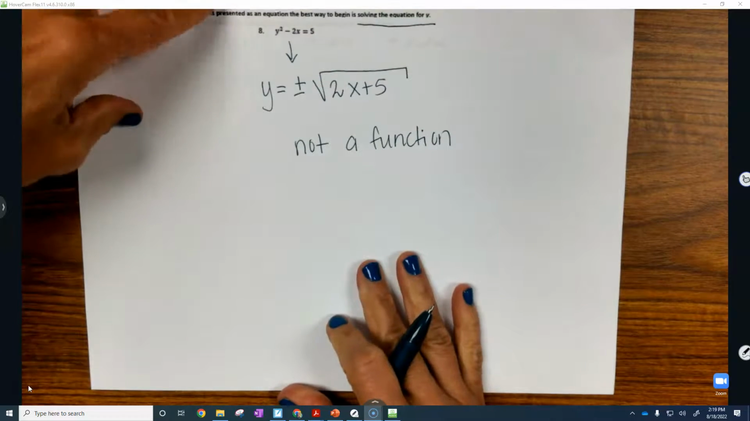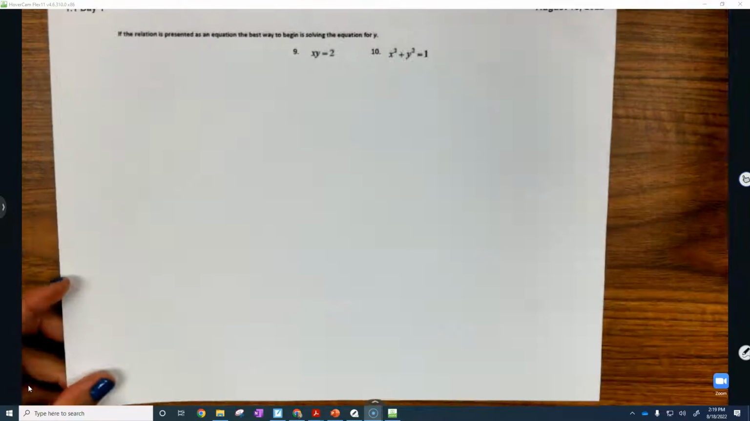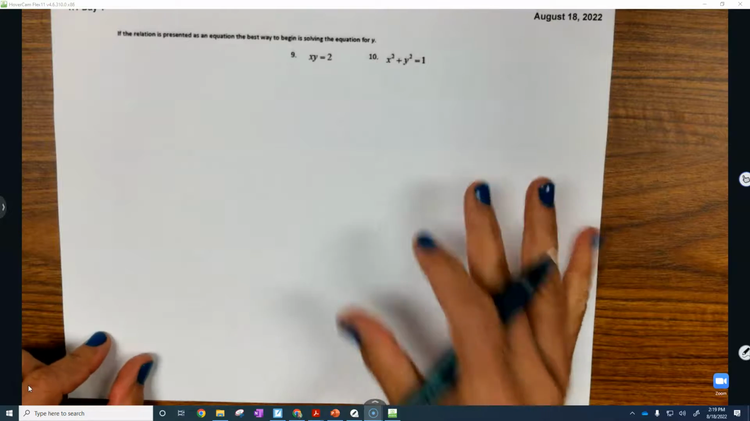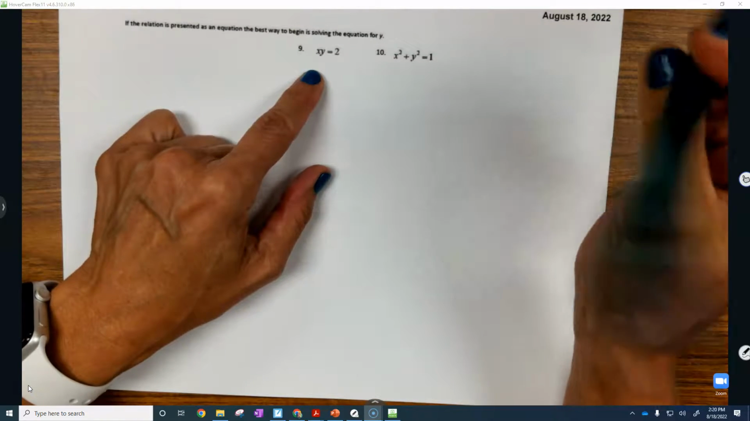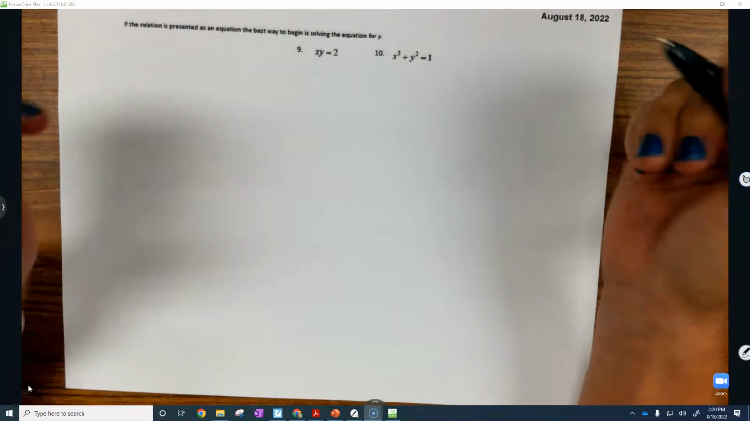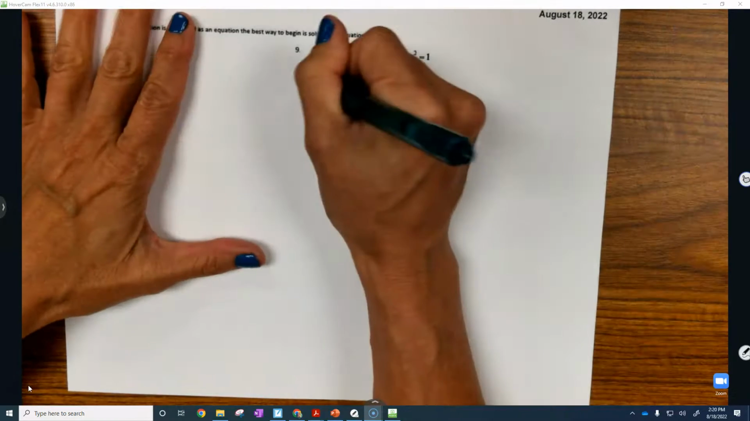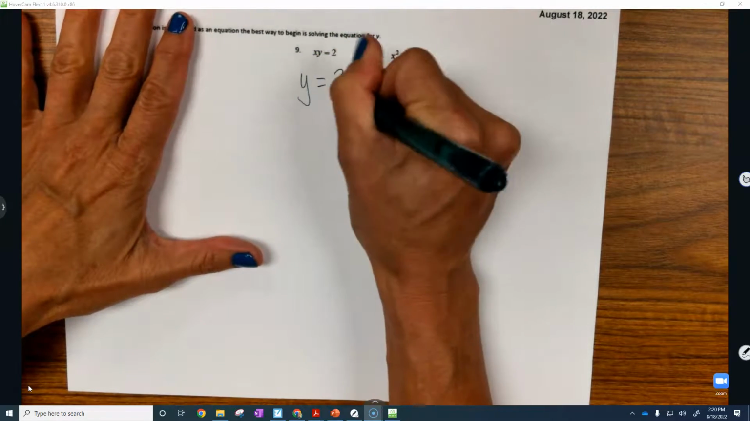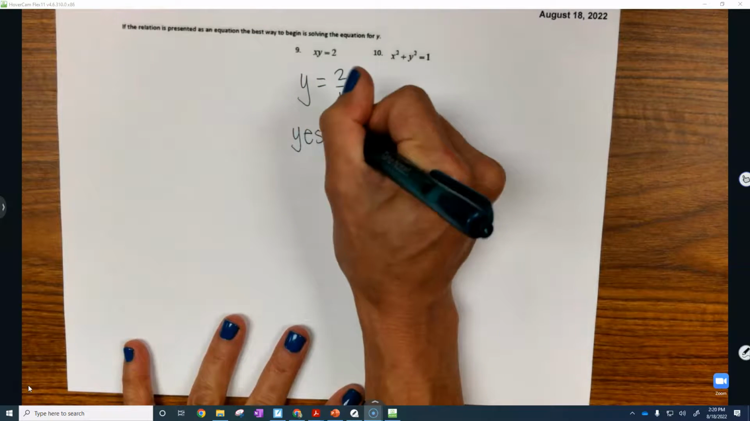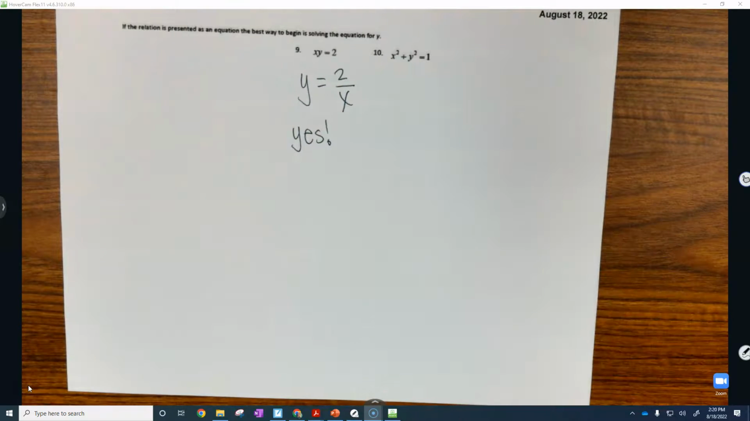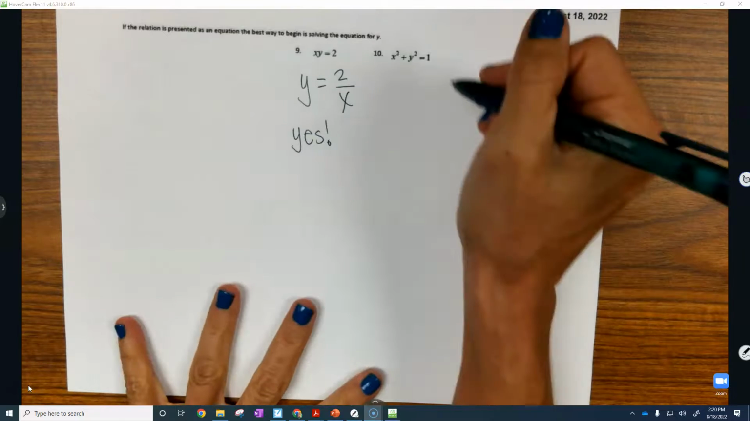All right, let's look at 9 and 10. So for problem 9, y is not by itself. What would you do to get y by itself? Yeah, and that's fine. You can have x in the denominator. You're going to have a lot of x's in the denominator. It's still a function. We don't have any weird plus minus, so this is a function. What about number 10? Is it a function? No, it's not. You've got y squared, not a function.